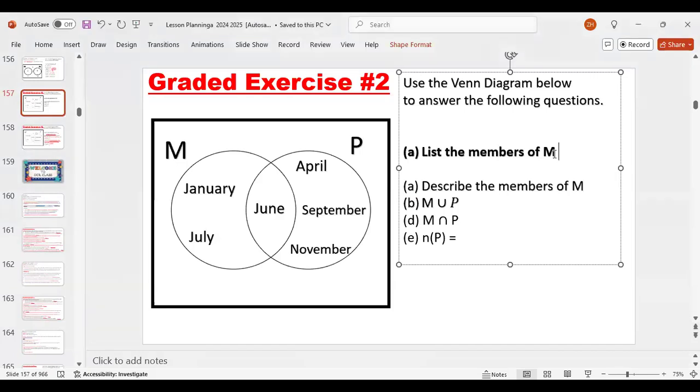All right. Let's do this one. List the members of M.